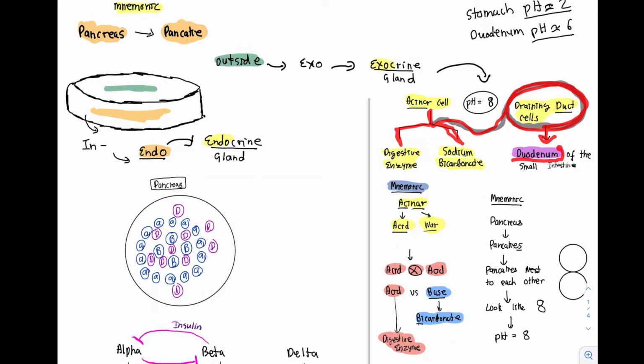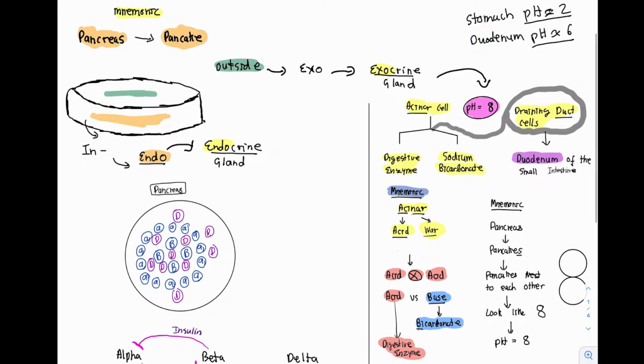All right. And note, the pH of the pancreas is 8, which is really important because the stomach acid is very acidic, and having a pH of 8 is going to neutralize the chyme that comes out of the stomach. And there's a mnemonic to remember that the exocrine gland, or the whole pancreas, has a pH of 8.